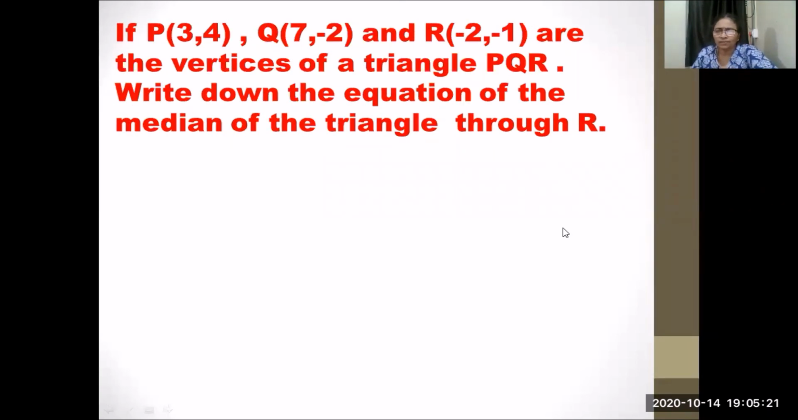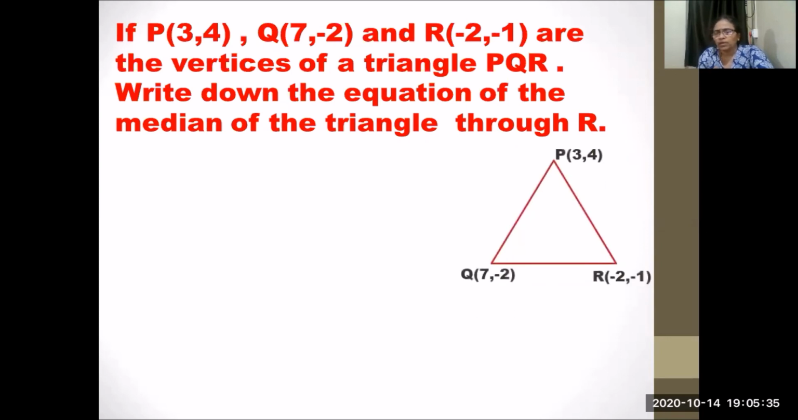Now one more question. If P (3, 4), Q (7, -2) and R (-2, -1) are the vertices of a triangle PQR, write down the equation of the median of the triangle through R. So through R a line is drawn, that is the median RS. You need to find the equation of line RS.